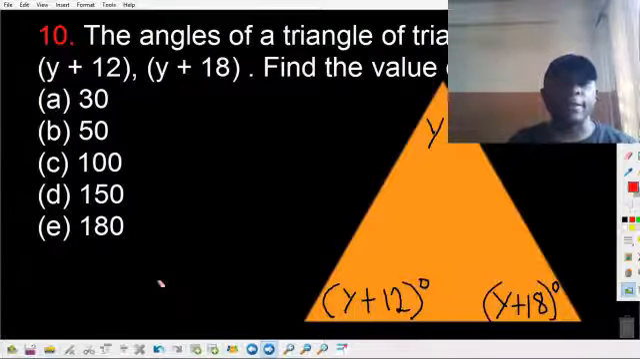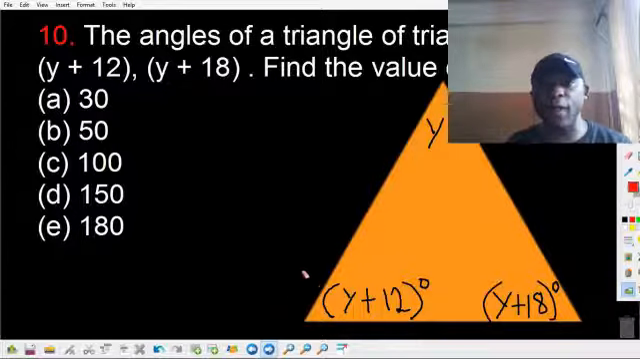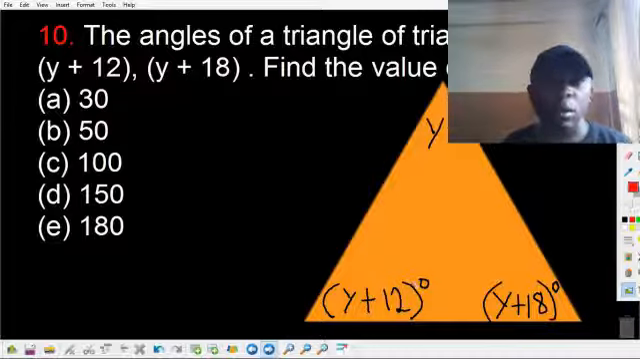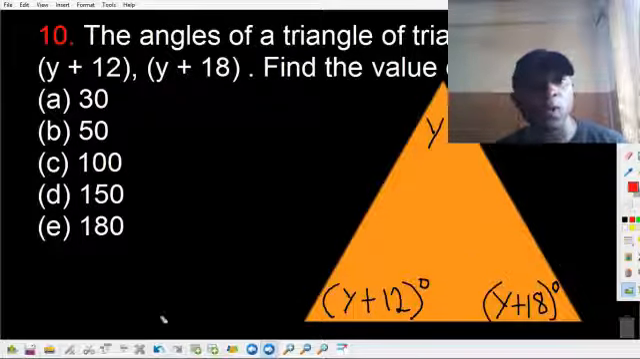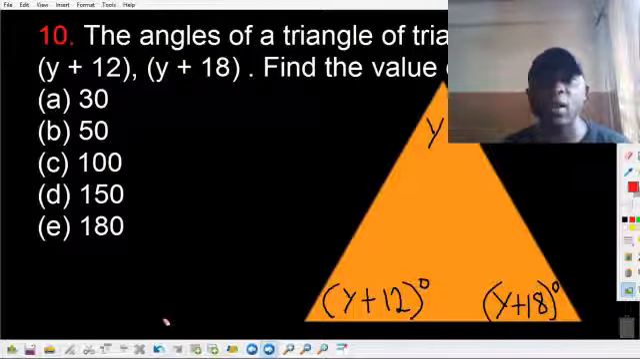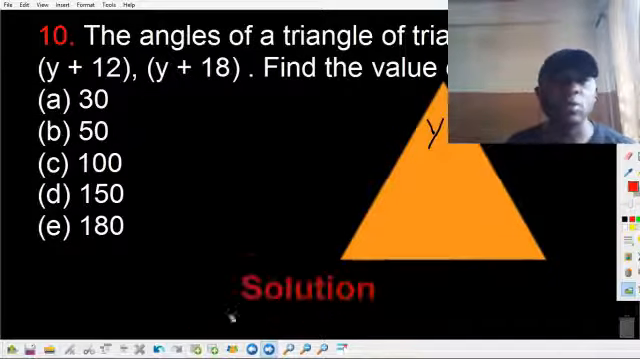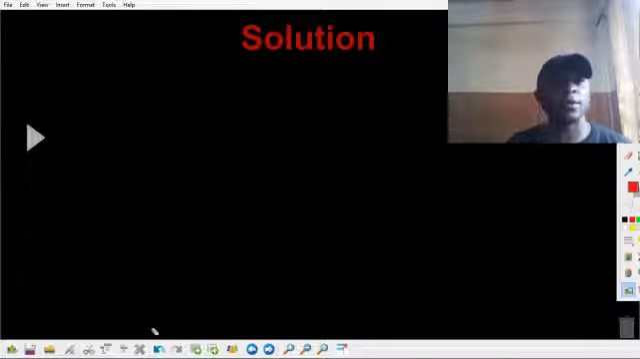Now let's look at number 10. The angles of a triangle are y, open brackets y plus 12, open brackets y plus 18. Find the value of y. Now let's proceed to the solution to this.